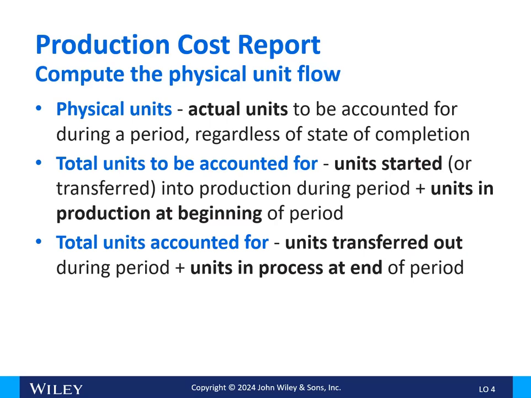So if we compute the physical flow, physical units are the actual units to be accounted for during a period, regardless of the state of completion. Total units to be accounted for is the units started or transferred into production during the period, plus units in production at the beginning of the period. Total units accounted for are the units transferred out during the period and units in process at the end of the period.